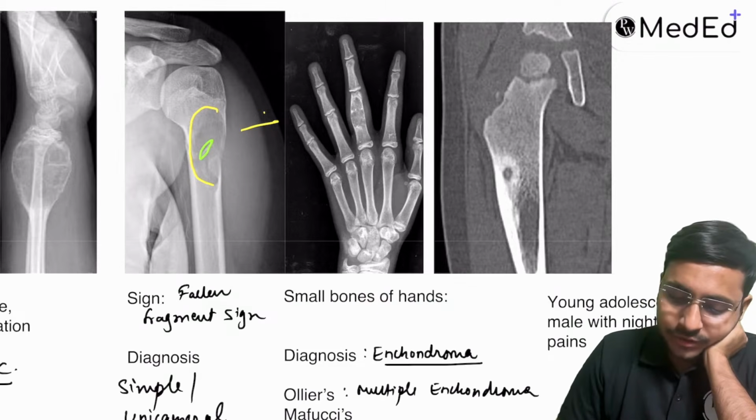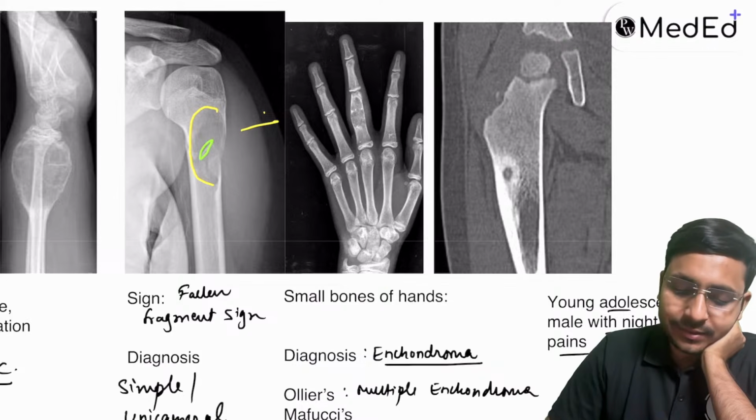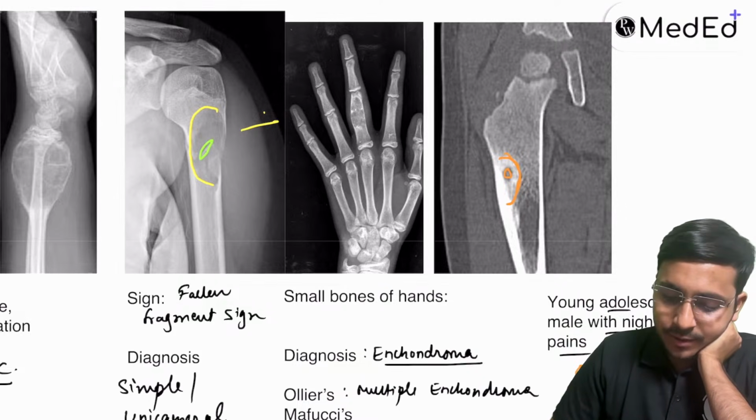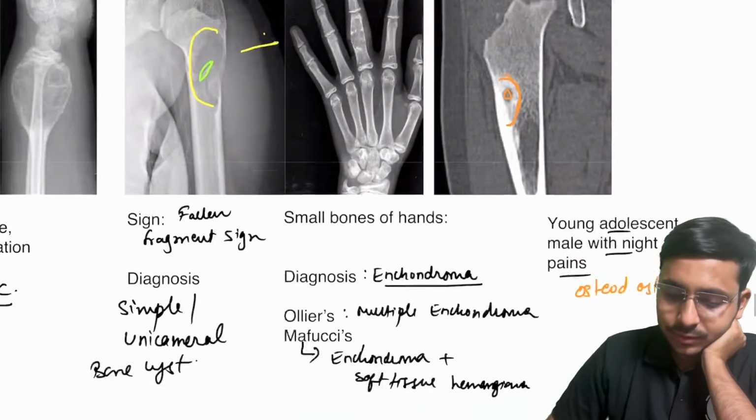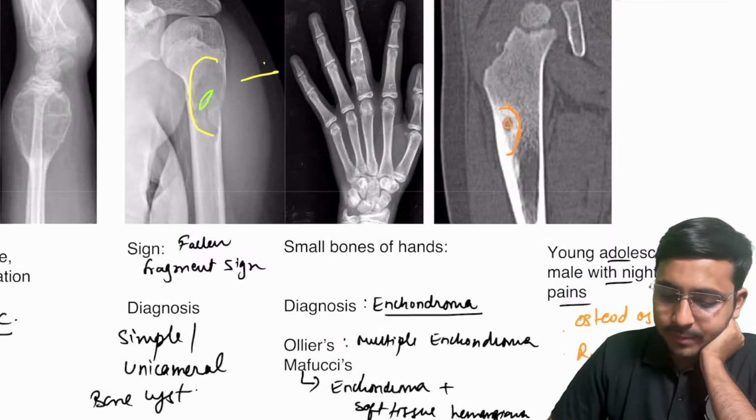Young adolescent with night pains, and you see this lesion with surrounding sclerosis. Okay, easy question. Diagnosis is osteoid osteoma. And what is the treatment? Treatment is radiofrequency ablation.